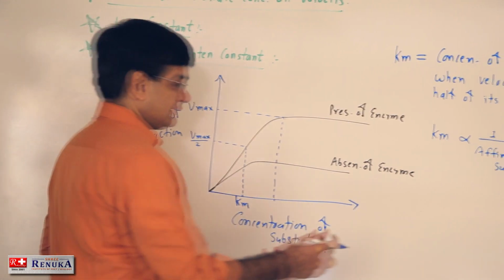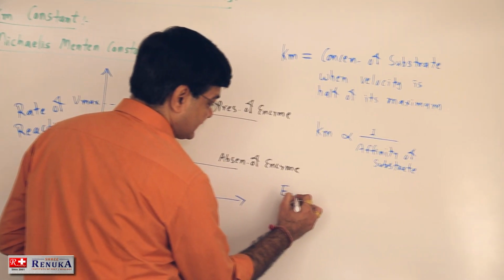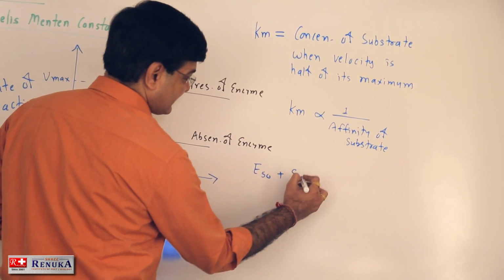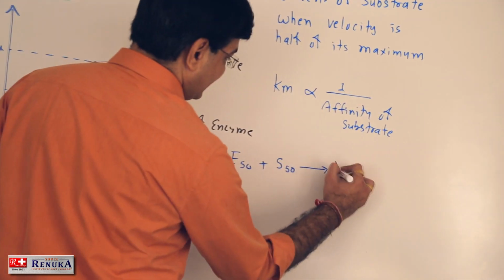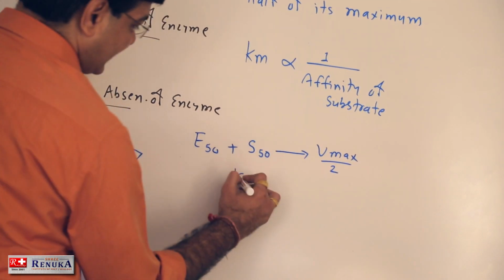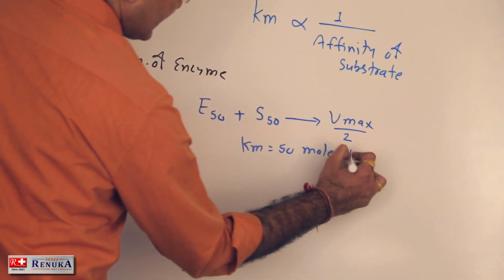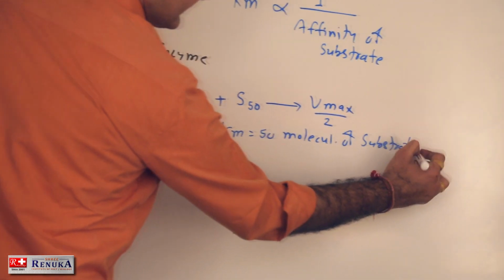For an example, if 50 molecules of enzymes are there in the reaction and substrate concentration is again 50, at that time the value of V maximum half is the Km value, and that is 50 molecules of substrate for an example.